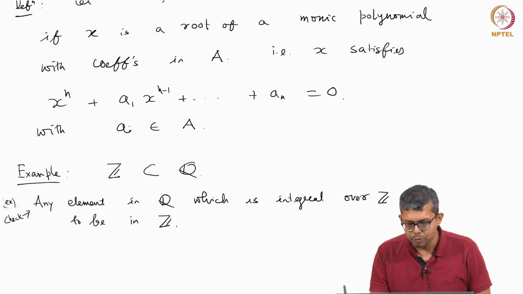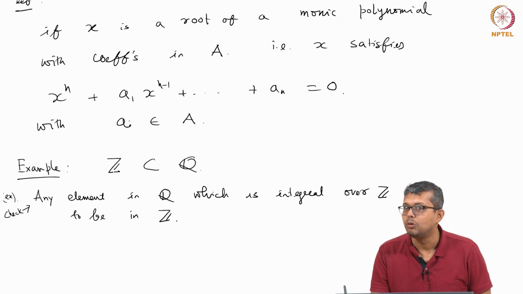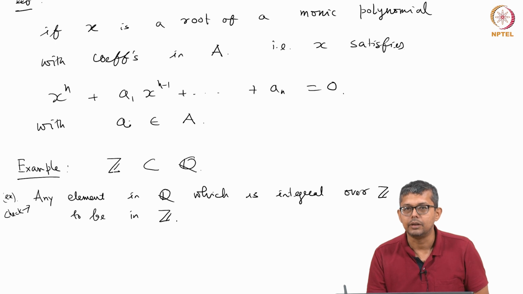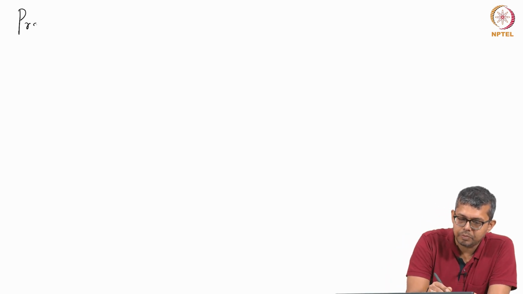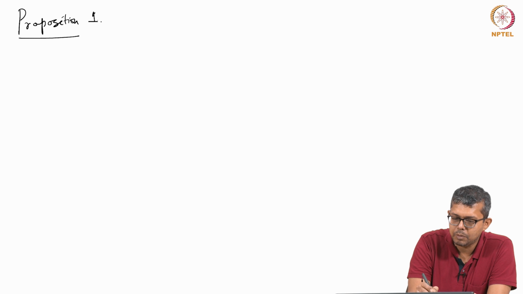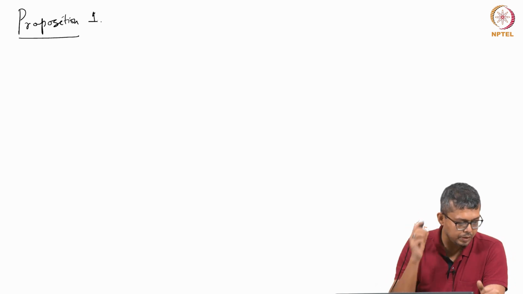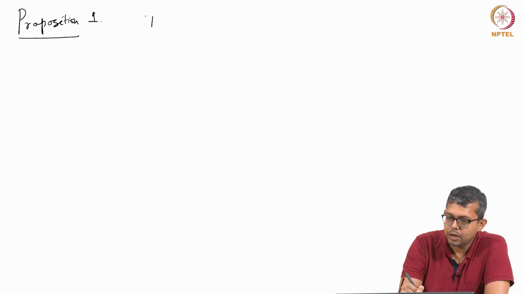So how do you prove that if you consider all integral elements, they form a ring, a subring? To do that, we need the following important first proposition. Proposition 1. The following are equivalent.